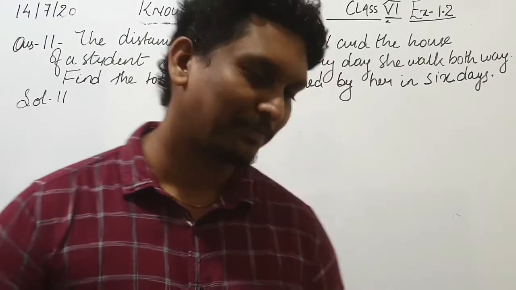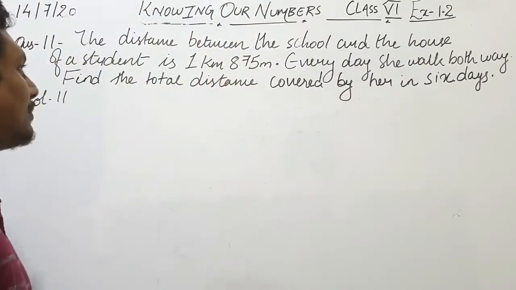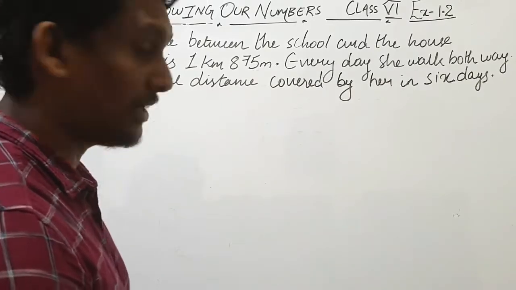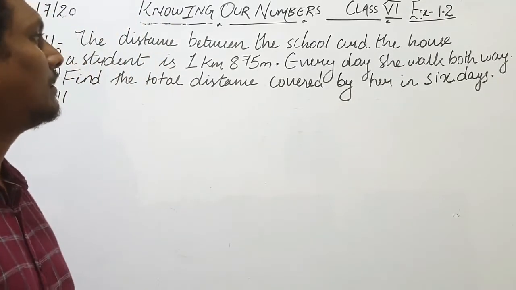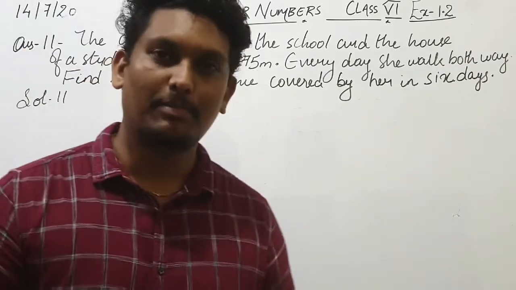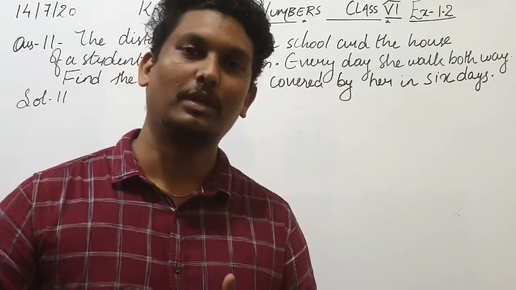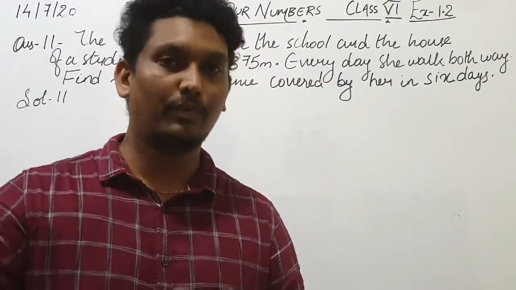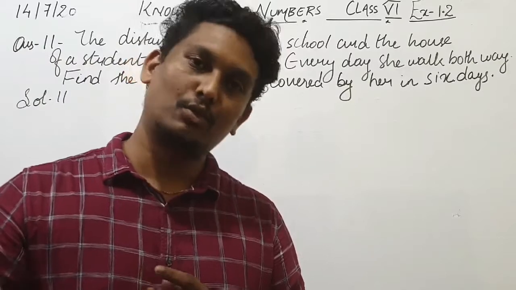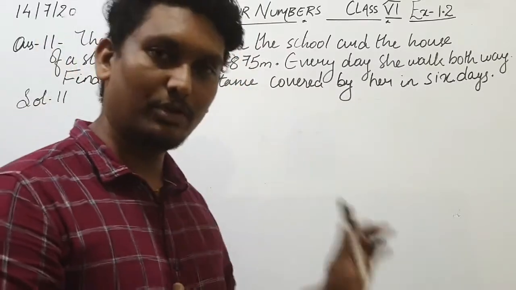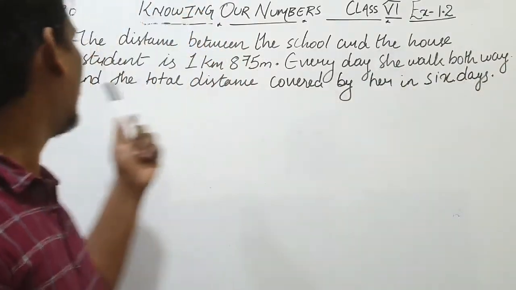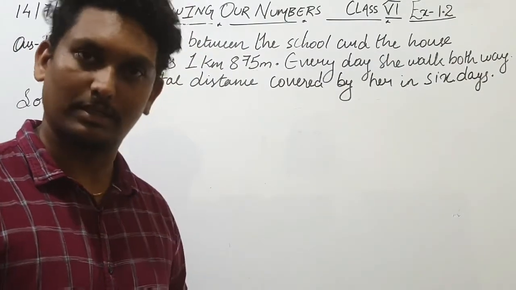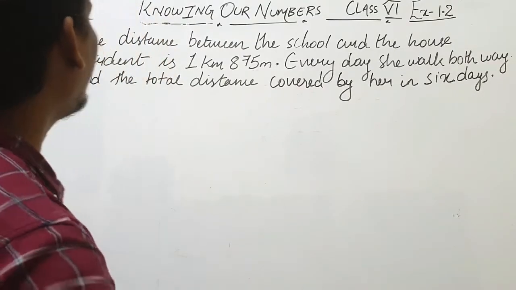Now come to question number 11. I'm reading the question. The distance between the school and the house of the student is 1 kilometer 875 meter. Every day she walks both ways. So for example, if we are going to school, then again we are coming back. So we are covering the distance in both ways, from home to school, then school to home. Same thing she is also doing here. She walks both ways. So we have to find out the total distance covered by her in 6 days. Hope the question is clear to you.